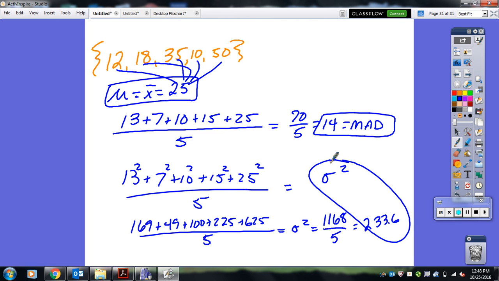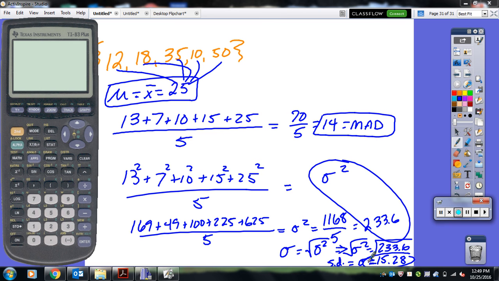In order to find my standard deviation, which is sigma, sigma is the square root of sigma squared. So in order to find sigma, I take my sigma squared, which is 233.6, and square root it. Sigma, the standard deviation, equals the square root of 233.6, which is 15.28 approximately for the first one.